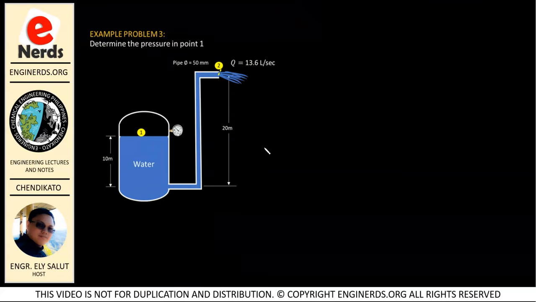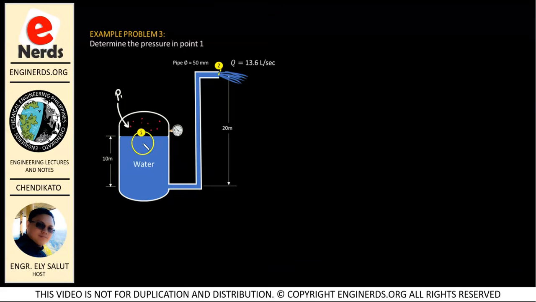Okay, so now on this problem, meron tayong closed tank. Kaya nga meron tayong pressure gauge dito, no? So it is clear that we have pressure right here. We have to determine the pressure at point 1. So katulad ng sinabi ko, meron tayong pressure dyan. So yan nga yung kailangan nating makuha ngayon. We have a pressure here, which is pressure at point 1.